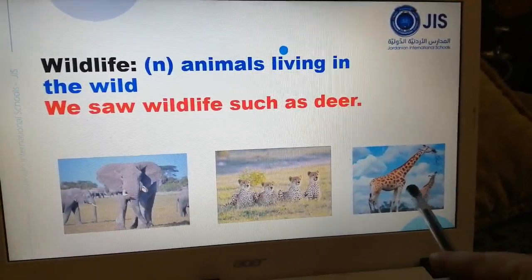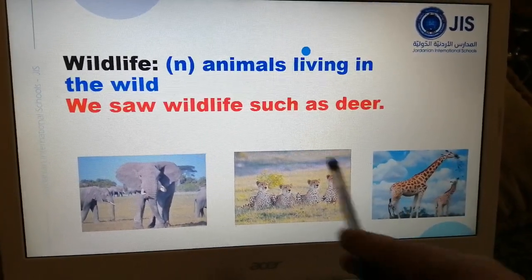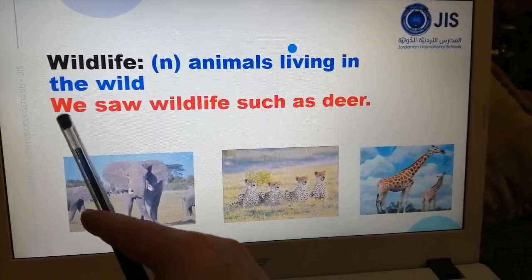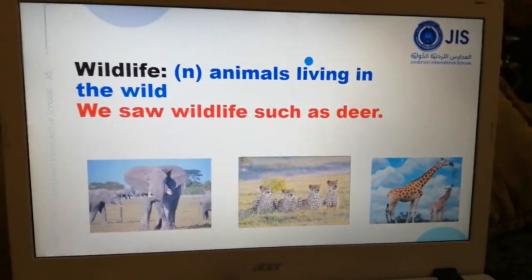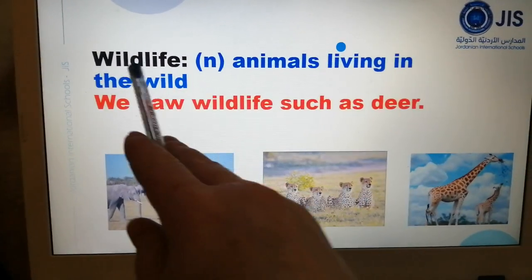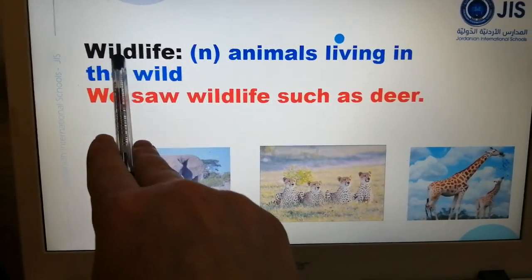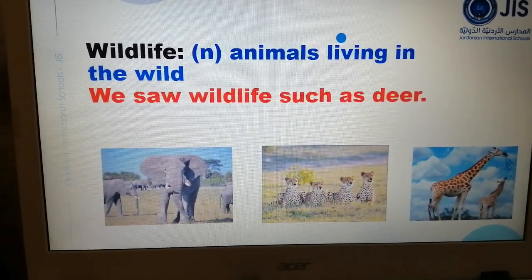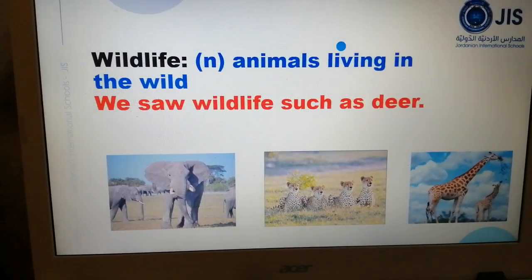These are here some pictures of the wildlife in the forest. For example, here we saw wildlife such as deer. Deer are an example of wildlife, and it's a noun and it's a closed compound word because there's no space between the two words wild and life. So wildlife, it's a noun and it means animals living in the wild.